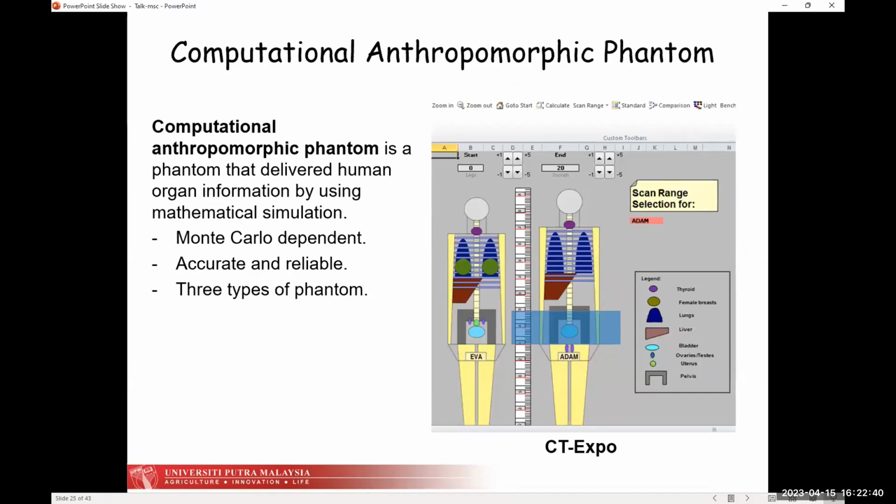This computational anthropomorphic phantom represents a human phantom, and it also provides human organ information, using mathematical simulations. All computational anthropomorphic phantoms depend on Monte Carlo simulation, Monte Carlo calculations, and of course they are accurate and reliable. There are three types of phantom in medical dosimetry. Here you can see a mathematical stylized phantom. We also have a voxel phantom, and the other one is a standard regular phantom.